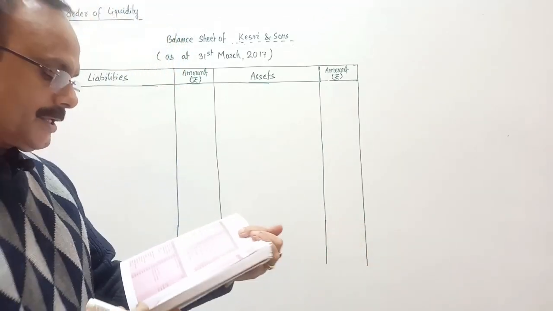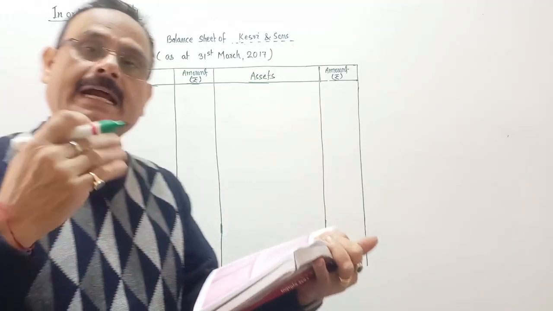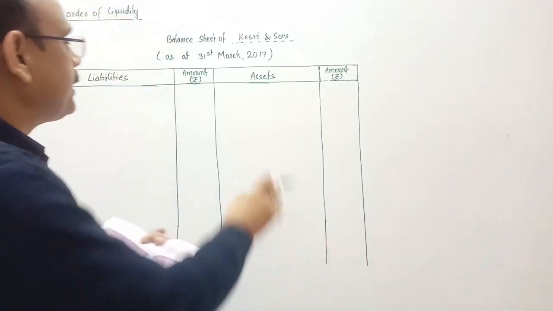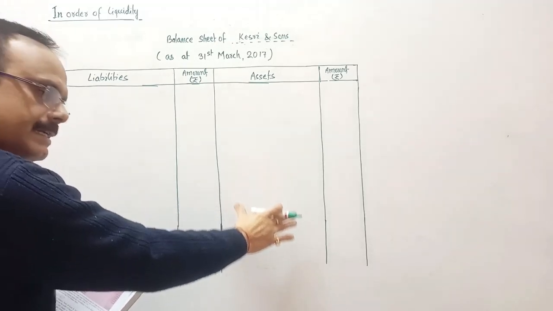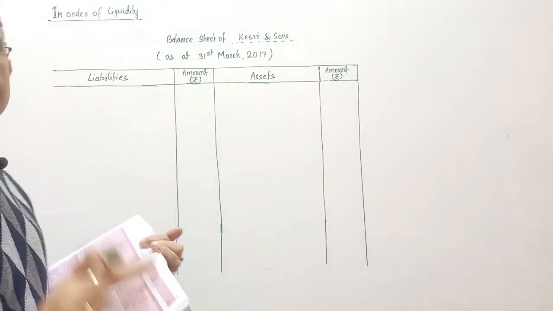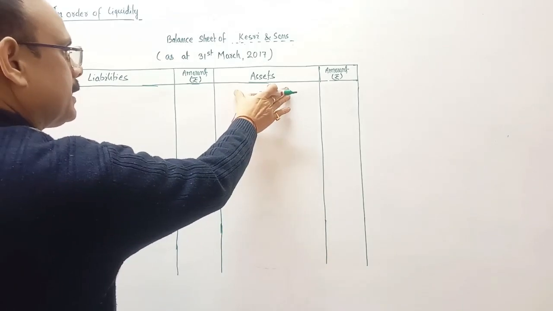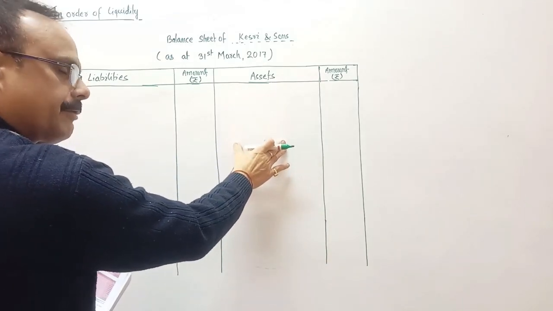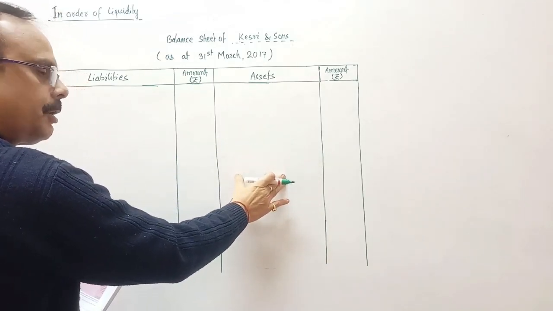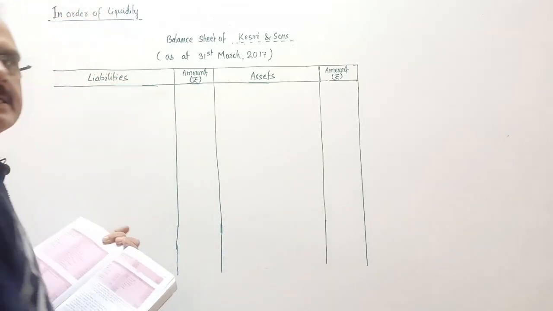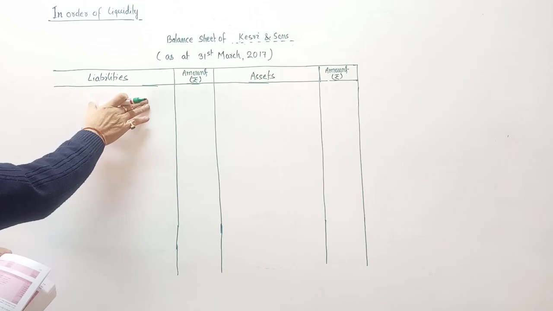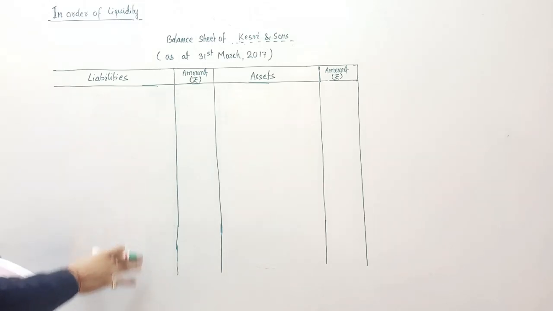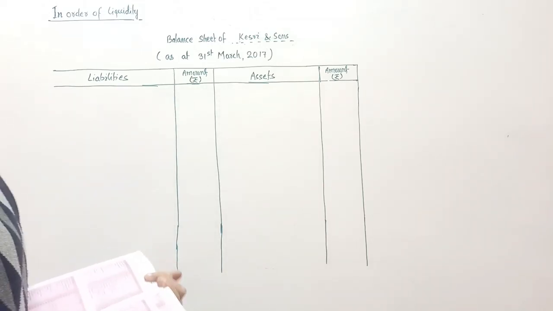So the information is given: cash in hand, sundry debtors. We will write the liquid assets at the top and fixed assets at the bottom. When it is in the liquidity form, we will write the current assets, meaning liquid assets and current assets, at the top, and non-current assets at the bottom. In the liability side, we will write the current liabilities first, then the non-current liabilities.